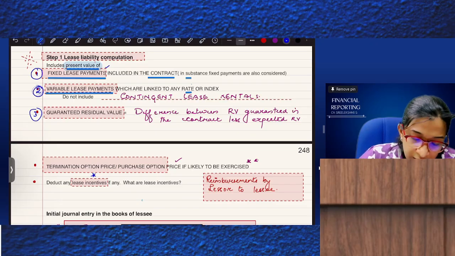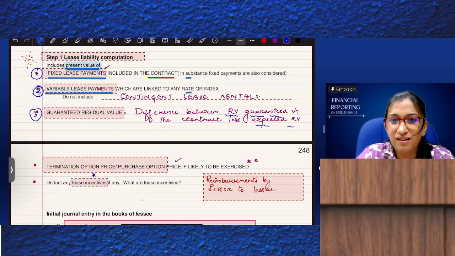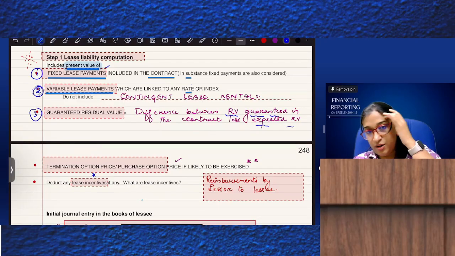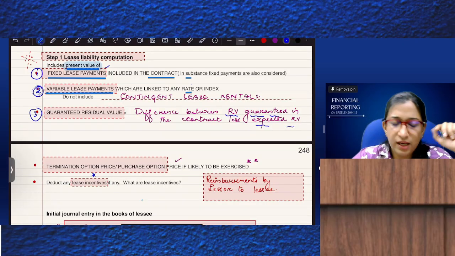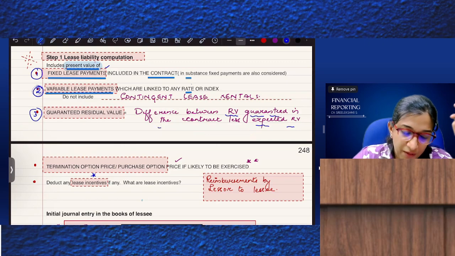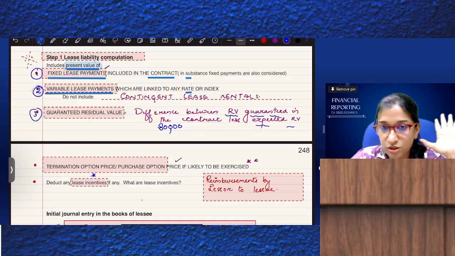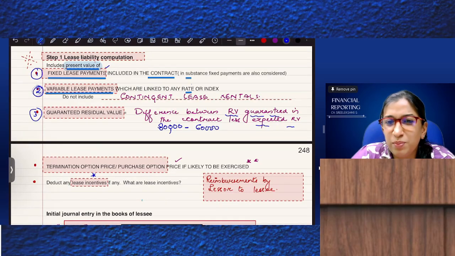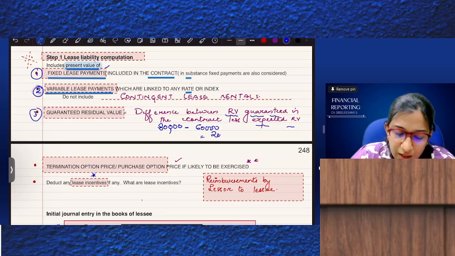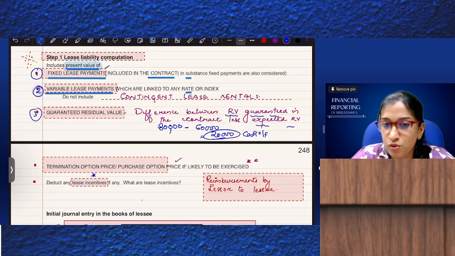Guaranteed residual value: the difference between the residual value guaranteed in the contract and the expected residual value. See, every contract will have a guaranteed residual value. Say I am giving my laptop on rental basis for 2 years. They are telling me that when I return it, the laptop should have a minimum value of 80,000, mentioned in the contract. This is the guaranteed residual value. 80,000 should be the value I return. When I return, the value will be only 60,000, so I am supposed to pay 20,000. Cash outflow is expected, 20,000 cash outflow is expected. So 20,000 also should be discounted.